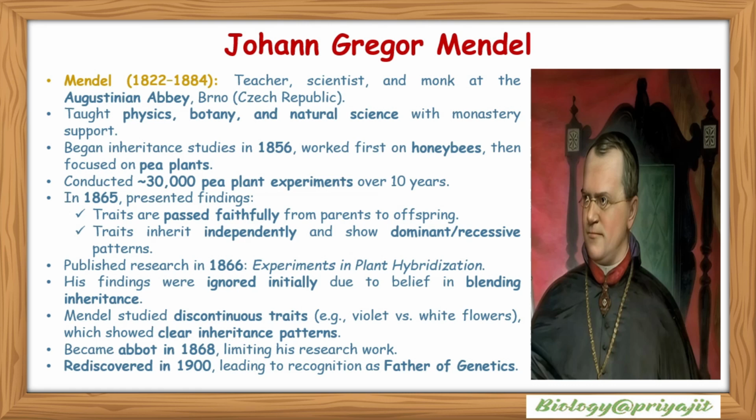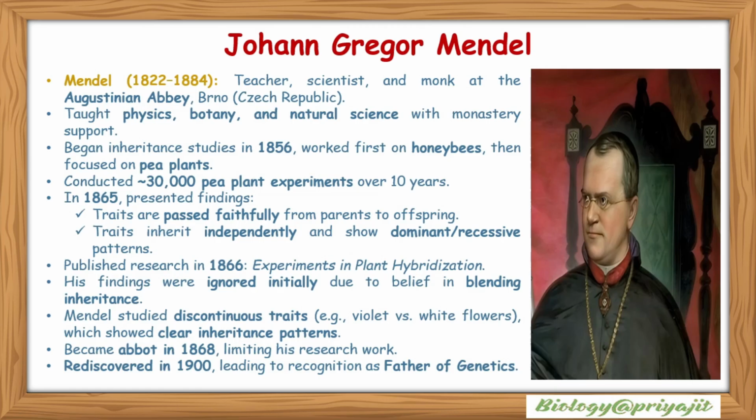Traits are passed faithfully from parents to offspring. Traits inherit independently and show dominant or recessive patterns. He published his research in 1866, Experiments on Plant Hybridization. His findings were initially ignored due to the belief in blending inheritance. Mendel studied discontinuous traits like violet versus white flowers, which showed a clear inheritance pattern.